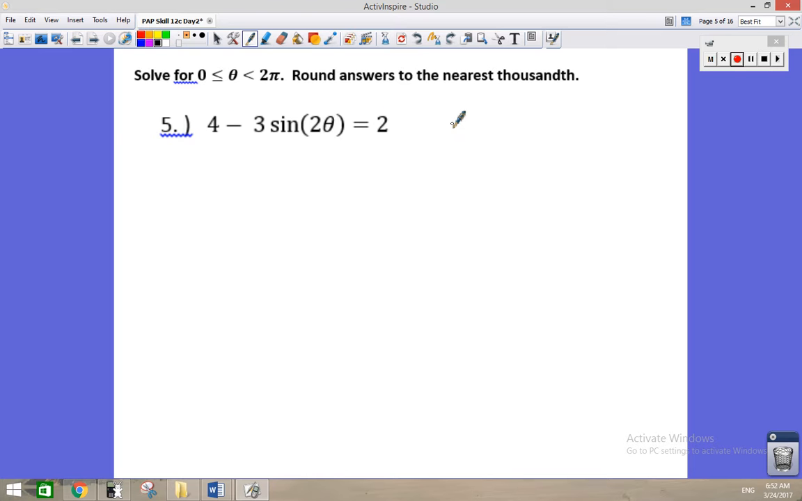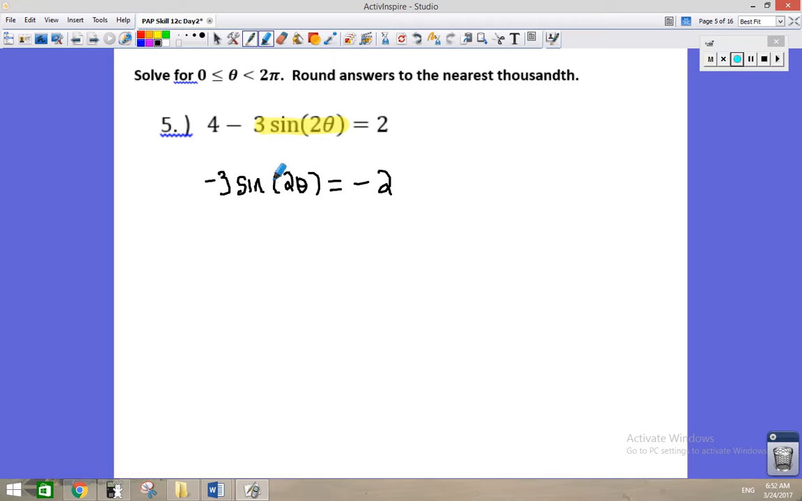Now we have 2 terms on the left-hand side. The equation is written with only one trig function, the sine function. My variable of interest is theta, and I need to get this term by itself. Alright, so let's subtract 4 from each side. So we've got negative sine of 2 theta, and if I subtract 4 from each side, a negative 2.